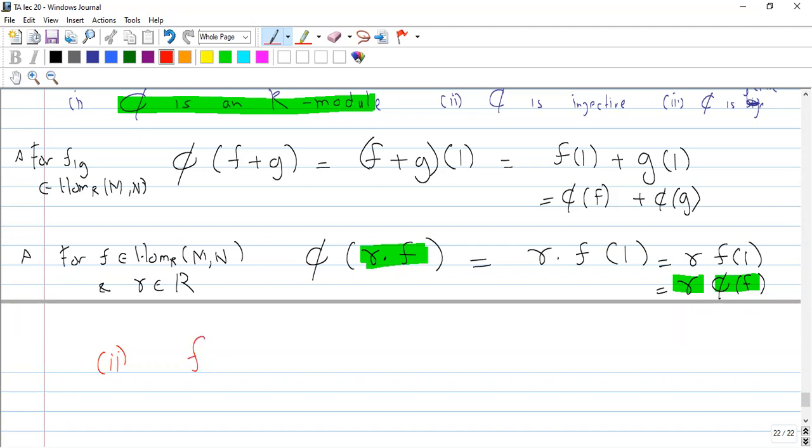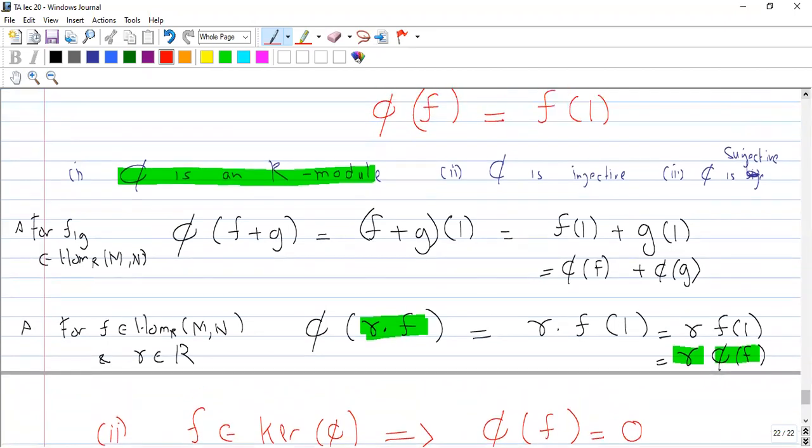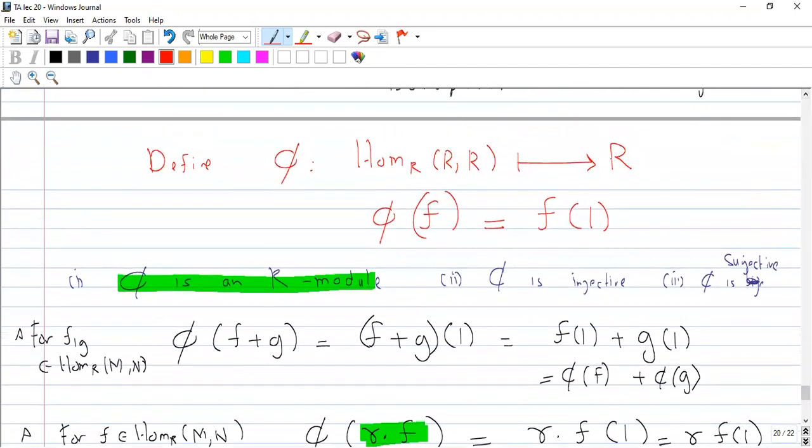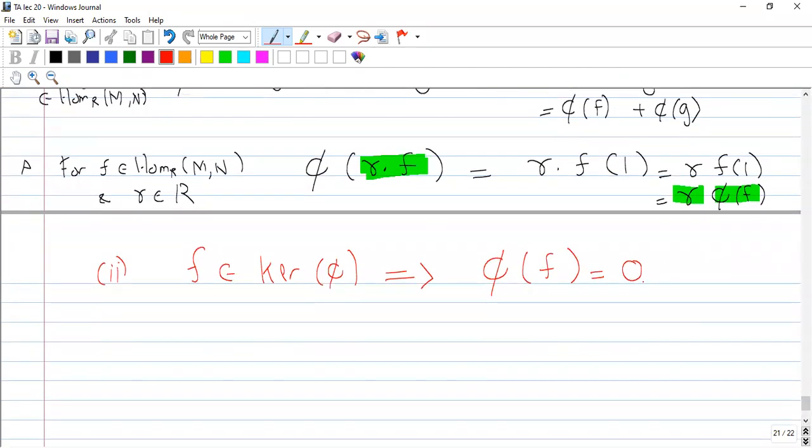So if f is an element of the kernel of phi, it implies that phi of f will give the answer 0. Now this 0 that is present here, because phi is a map from Hom_R(R, R) to R, this 0 will be just the 0 element of the ring R. So it is a 0 element of the ring R.